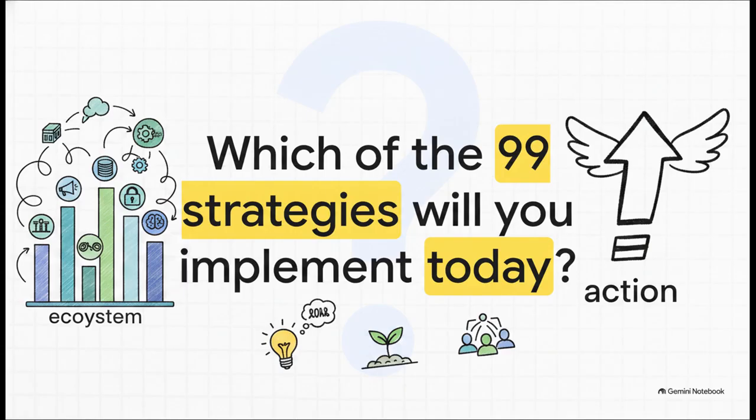So my challenge to you today is this. Don't just close this explainer and move on with your day. Look at your own community. Which of these 99 strategies are you actually going to implement today to stop leaving revenue on the table? Get out there, build something amazing, and I'll catch you in the next explainer.